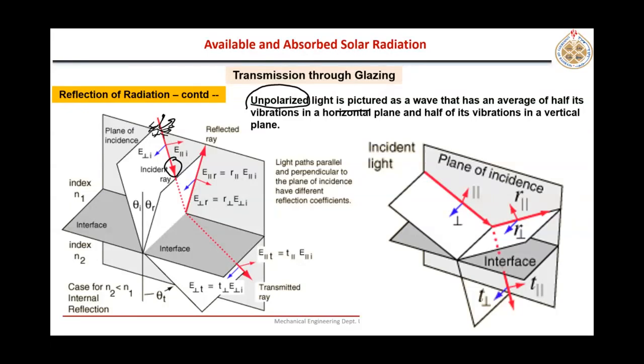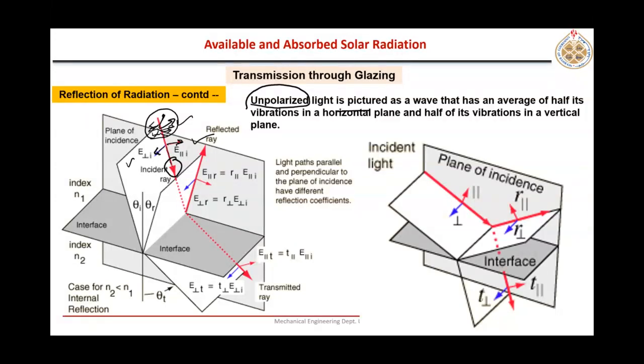This concept of unpolarized light is very difficult to visualize. So in general, it is helpful to picture unpolarized light as a wave that has, on average, half of its vibrations in the horizontal plane. We assume that half of it is in this horizontal plane and the remaining half is in the perpendicular plane. Just assume a plane here, one is parallel, the other is perpendicular. So we are visualizing unpolarized light as a wave that has half of its vibrations in a horizontal plane, and the remaining half vibrating in the vertical plane. If this is horizontal, then this is vertical.